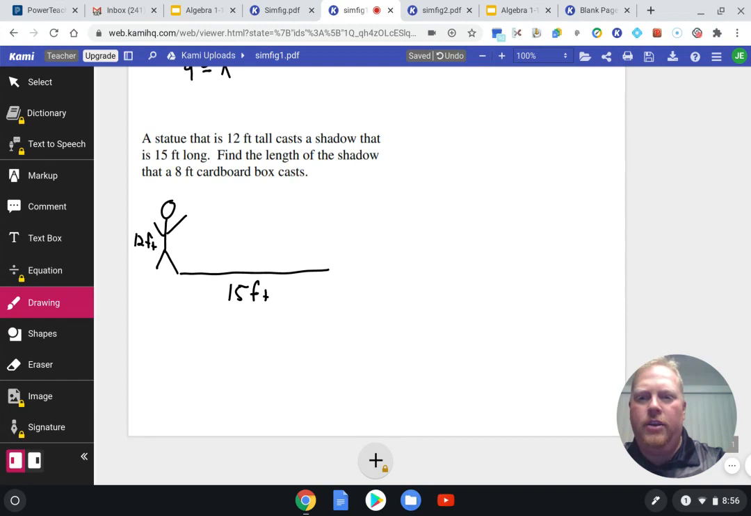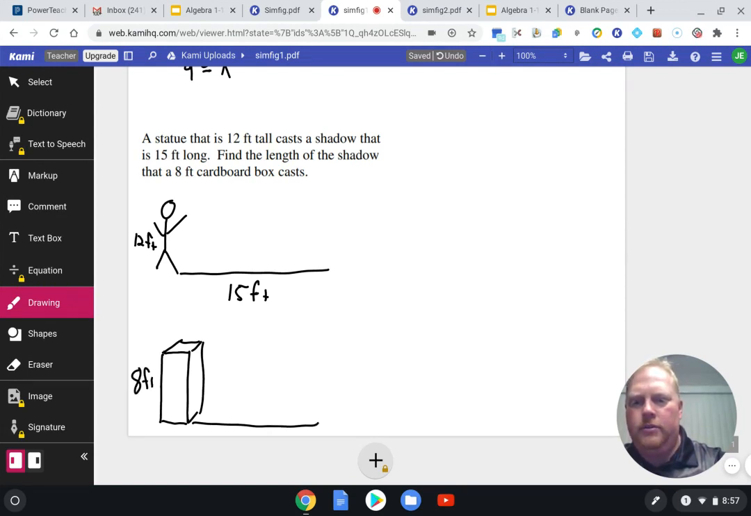Find the length of the shadow that an 8-foot cardboard box casts. So let's draw a big old cardboard box. So we know that that is 8 feet tall. And we're looking for how tall or how long the shadow is. So now that we've got a visual diagram, we can go ahead and set up our proportion.